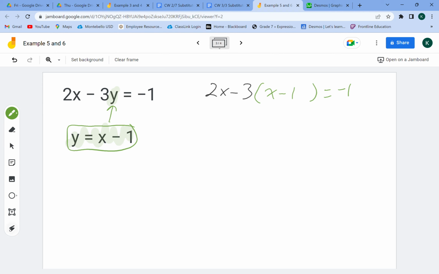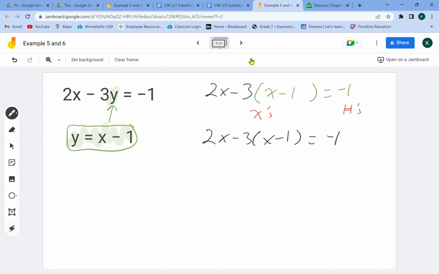And again, if I scan this, notice that I see x's here. Since they're already on the left side, I'm just going to keep them there. So I'm going to put the x's on the left, the numbers on the right. Notice I'm using the same strategies as before. Just keep in mind, you also want to keep the strategies that you learned previously. So I'm going to rewrite this: 2x minus 3 times x minus 1 is equal to negative 1.